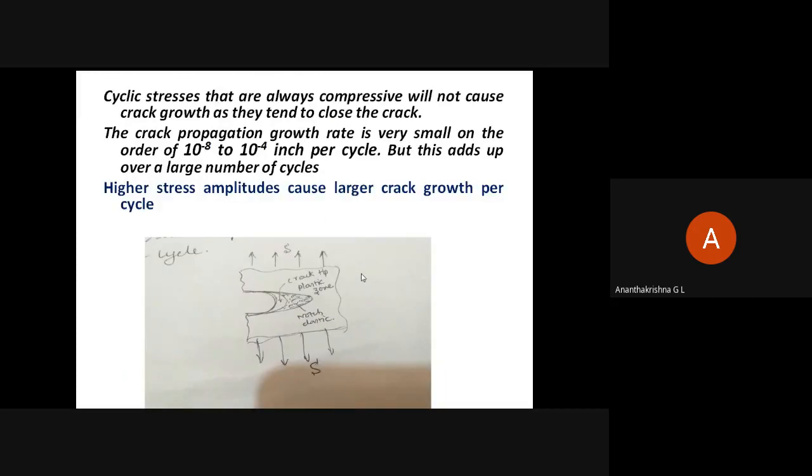Next, we learned that the crack propagation growth rate is so small. 10 power minus 8 is 0.00000001 inch per cycle. It is so small a growth rate that it takes many cycles for the crack to propagate in a larger way. So the crack propagation growth rate is 10 power minus 8 to 10 power minus 4 inch per cycle. 10 power minus 4 is 0.0001 inch per cycle, correct? This is what we learned in crack propagation growth rate.